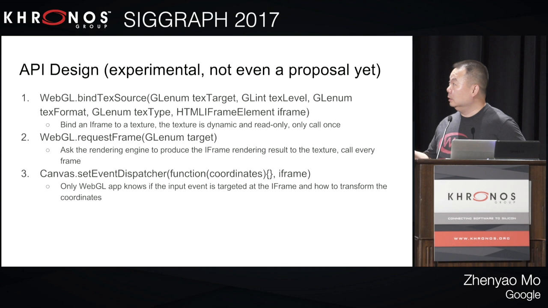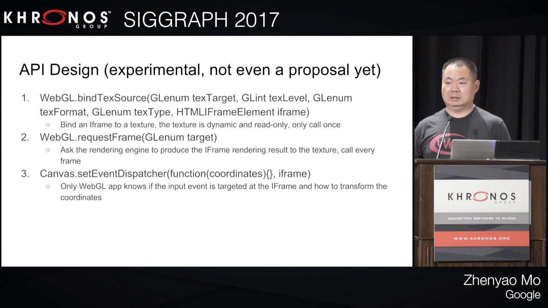The second function, it's not exactly necessary, but it's nice to have for optimization purposes, is request frame. If you don't call this at each frame, then you don't update the texture. This gives the rendering engine, like a browser, an opportunity to know when you need to render the iframe to the texture and when you don't. So updating is not automatic per frame, it's on demand. This gives you an optimization opportunity.